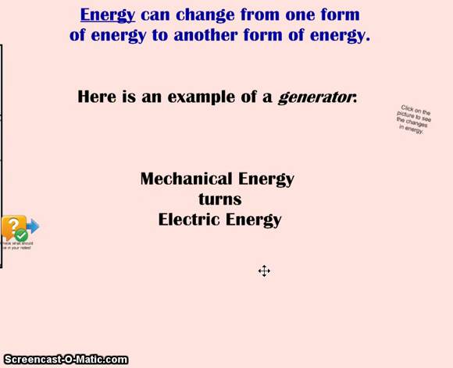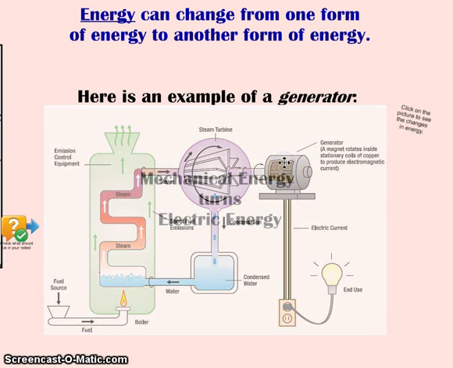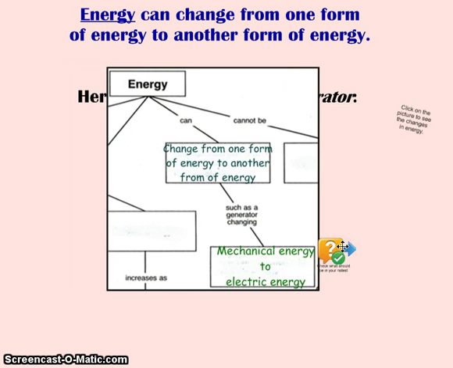So when you think about a generator, what you need to remember is that a generator, that very last part of the picture we were looking at, so think of this, here's our generator. You have the magnet converting mechanical energy into electrical energy. So in your note-taking sheet, you should write that energy can change form. Energy can change from one form of energy to another form of energy, such as a generator turning mechanical energy, the spinning of the magnet, into electrical energy.